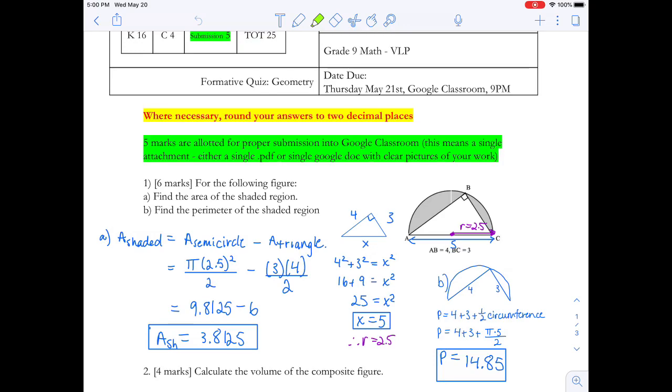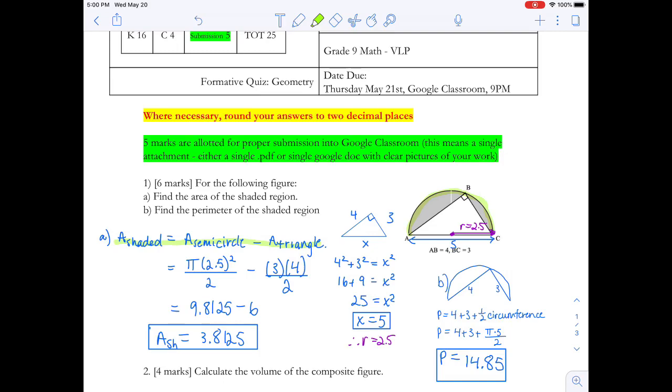All right. For the following figure, find the area of the shaded region and find the perimeter of the shaded region. So what I would want my teacher to know is that I understand that the area of the shaded region is the area of a semicircle subtract the area of a triangle. So I know that to find the area of a semicircle, I'm going to take pi r squared divided by 2. But if I notice in this example, the radius isn't given to me. I actually have to find it.